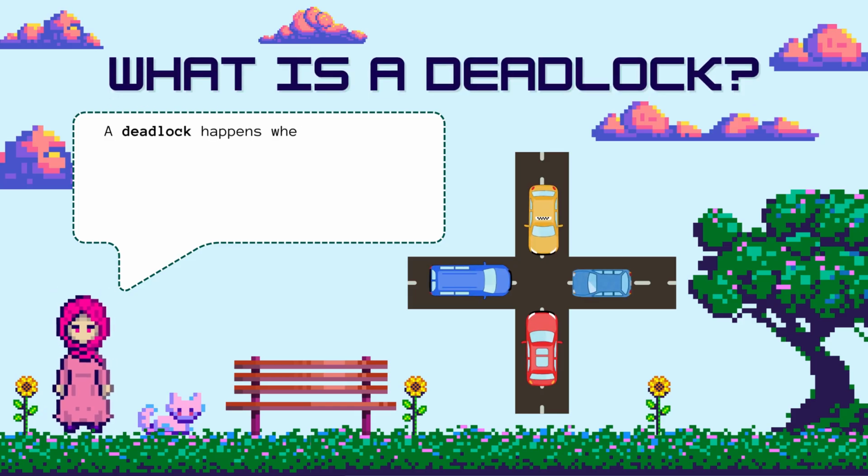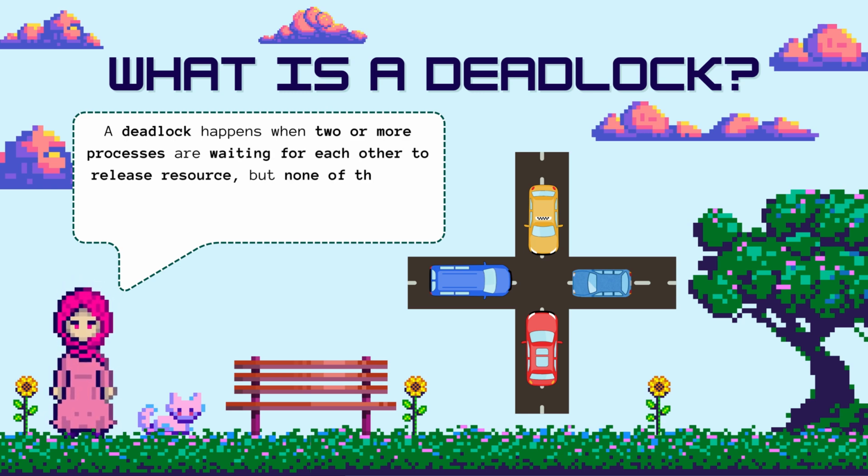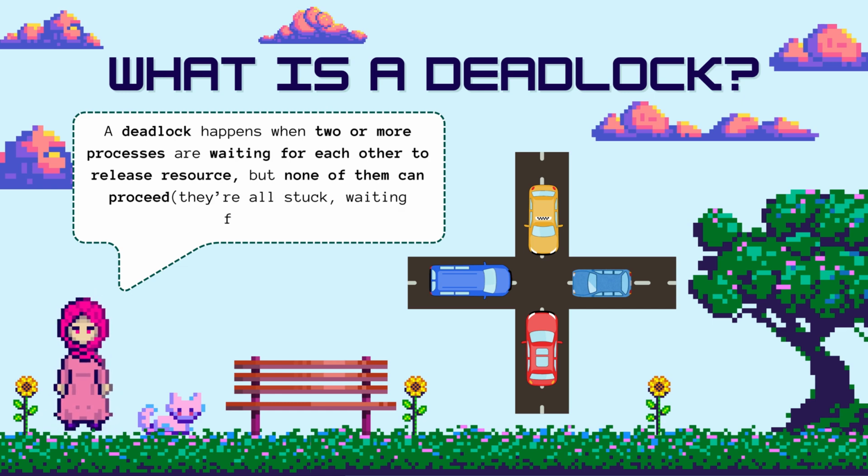What is a deadlock? A deadlock happens when two or more processes are waiting for each other to release resources, but none of them can proceed. They're all stuck, waiting forever.